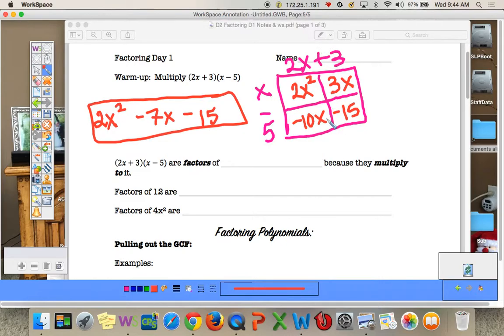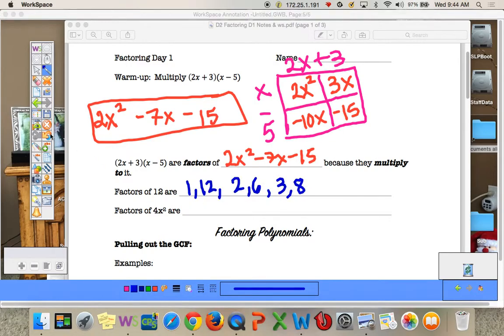Today we're going to kind of do the opposite. 2x plus 3 and x minus 5 are factors of this, 2x squared minus 7x minus 15, because they multiply to it. So factors are things that multiply to a certain number. So factors of 12: 1 and 12, 2 and 6, 3 and 4. You could also do the negatives, negative 1, negative 12, and so on.